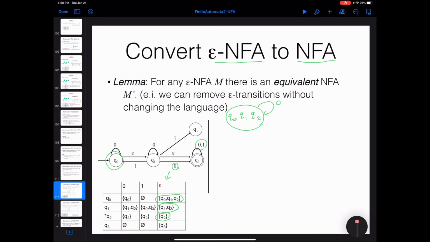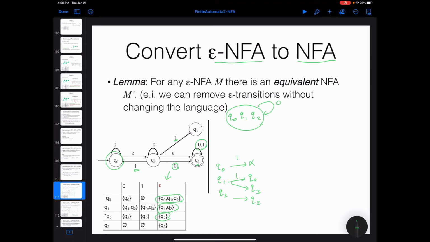Okay, now I'm going to check the transition for 1. What would happen if I am at Q0, Q1, Q2, and if I see a 1? If you are at Q0 and see a 1, there is no transition over Q0, right? So this one is going to stop. If you are at Q1 and you see a 1, you can go to Q0, you can go to Q3, right? If you are at Q2 and you see a 1, you can stay at Q2.